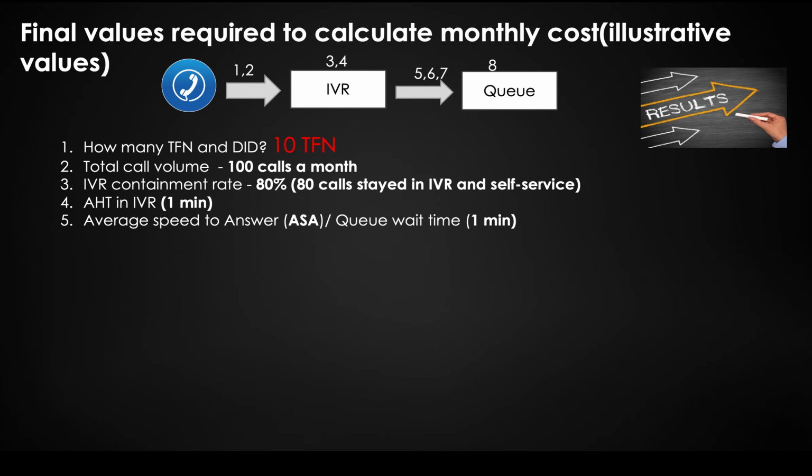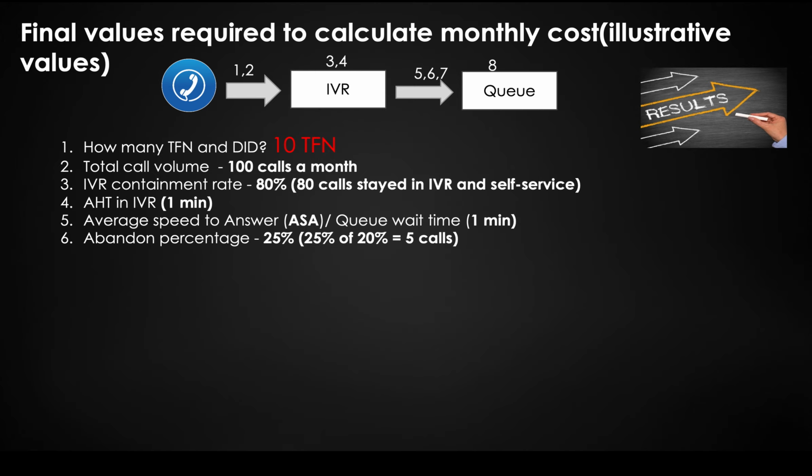Average speed to answer, this is where the customers have decided to go and talk to an agent, and they wait approximately 1 minute on an average for an agent to answer the call, which means that they're waiting in a queue, hearing queue hold music and things like that. And your abandoned percentage is 25%.